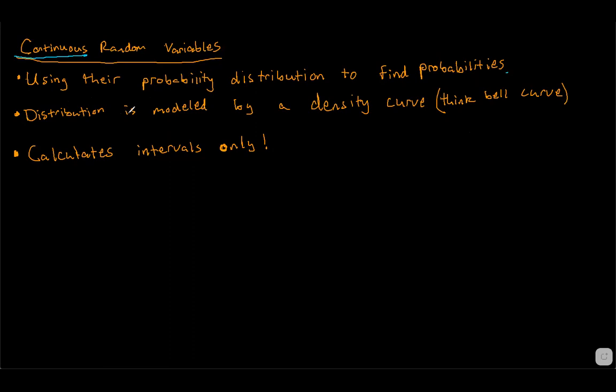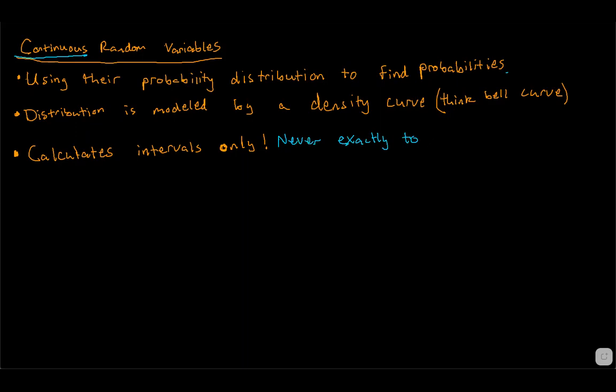Their distribution is modeled by a density curve. If you forgot what that meant, just think about what a bell curve was when we did the empirical rule, the 68, 95, 99.7 thing from last semester. We are going to be calculating intervals for these events only. So I'll just say here, we are never doing something that is exactly equal to. And I'll try to explain why.